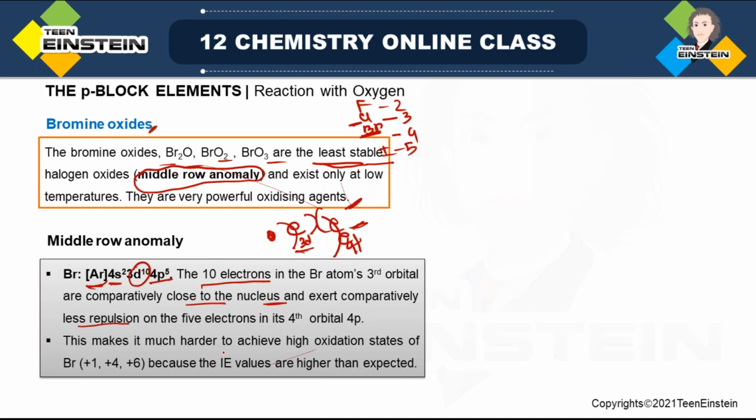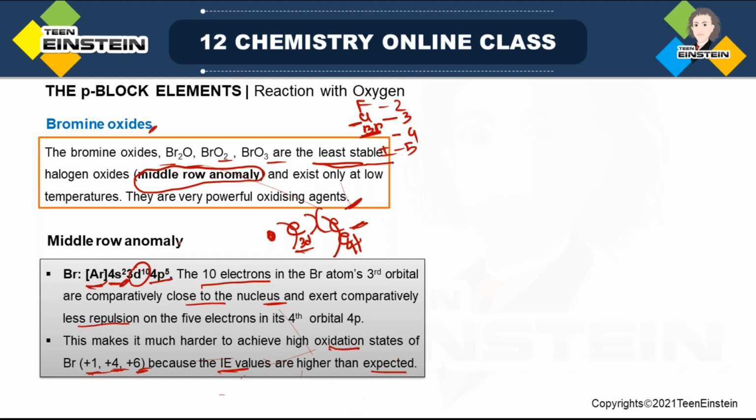So that is the reason it is much harder to achieve higher oxidation state for bromine. Higher means positive oxidation state, so we are not talking about -1. When it is +1, you have to remove 1 electron from 4p. When it is +4, you are removing 4 electrons from 4p. When it is +6, basically this electron also you have to unpair, then only you can get 7 unpaired electrons and you can remove 6. So here ionization energy values are very high compared to the expected value because of this less repulsion.